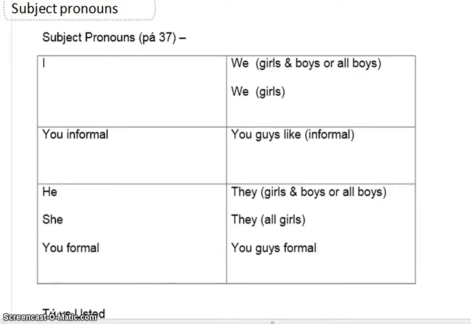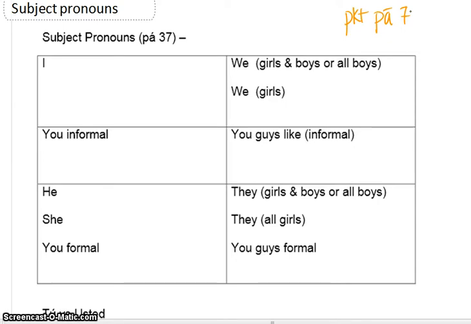This information can be found on Paquete, page 7, packet page 7. Today we're going to be talking about subject pronouns. Obviously in Spanish you're not going to be saying I, you're going to be using a different word for that. So these are the subjects that you would use when you're talking about who is doing an action.